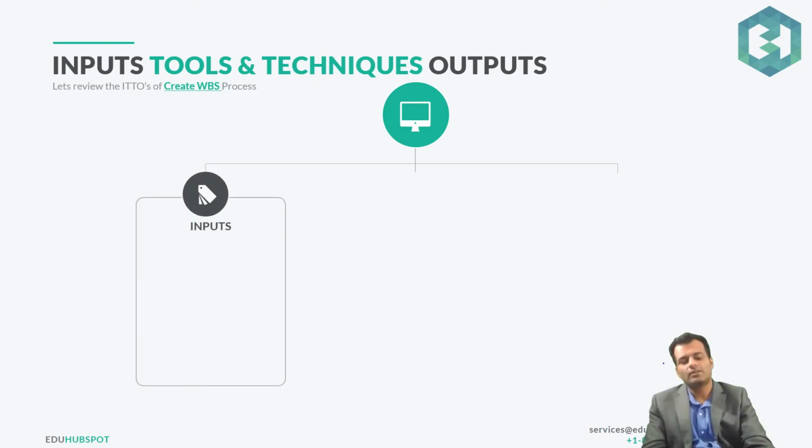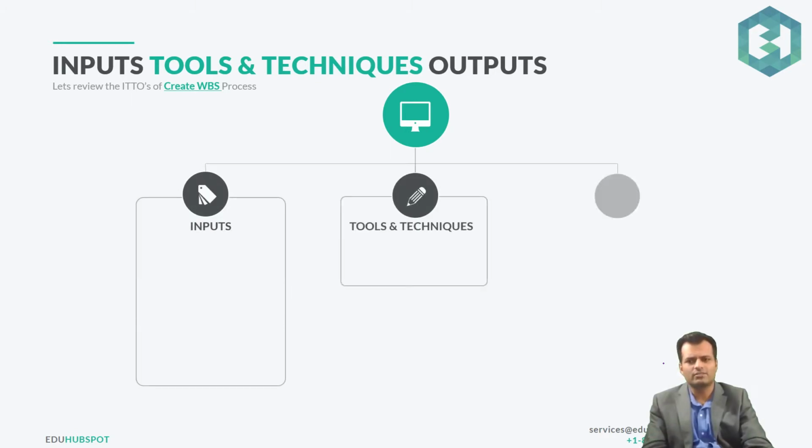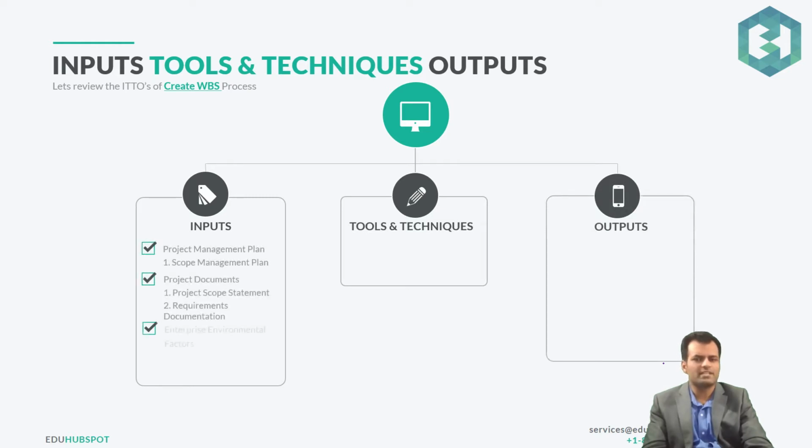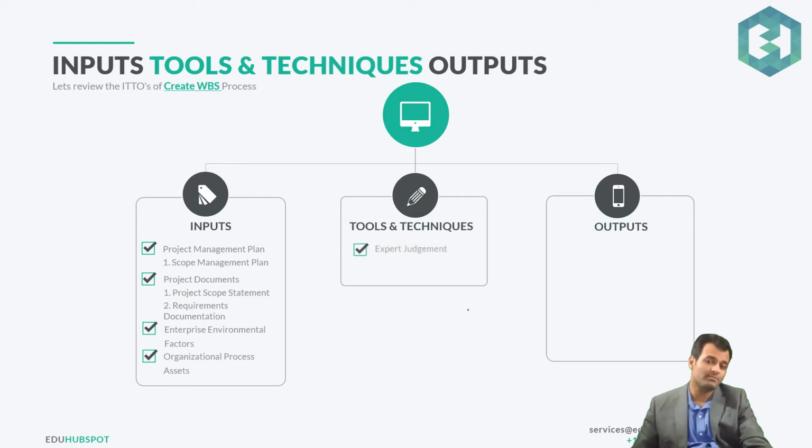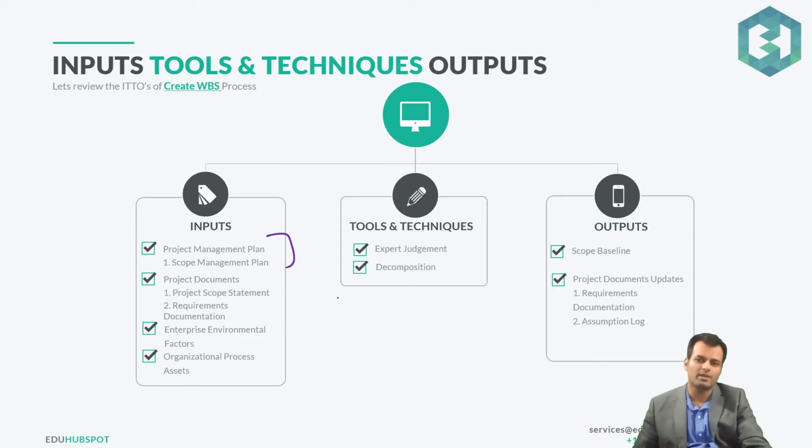Let's see what the ITTOs entail. First we have the inputs. On the input side, we have the project management plan. Of course, the scope management plan is one of the inputs for this process. How we will create the WBS would be part of the scope management plan.